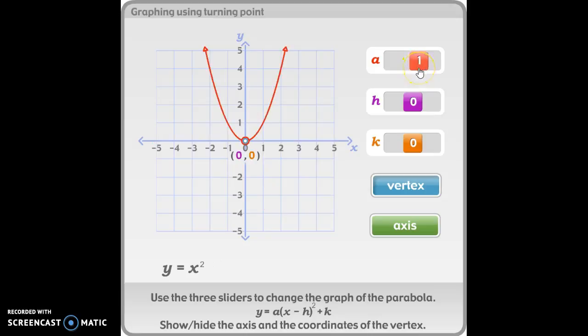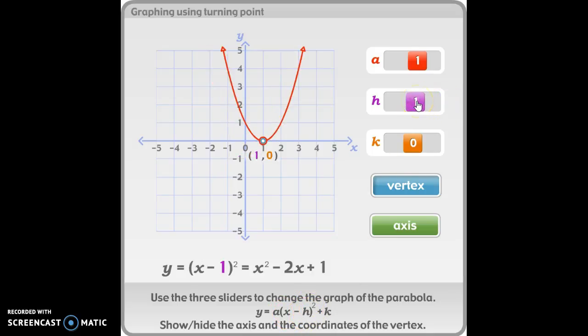Okay, taking that back to where it was, we can now look at the effect of the h. Now the h in here is seen in, if we look at the equation down the bottom in the middle, that h is actually what's in the brackets. As we increase that, you'll notice as we move h to 1, our graph is translated to the right 1, and now to the right 2, to the right 3. And we can go back the other way.